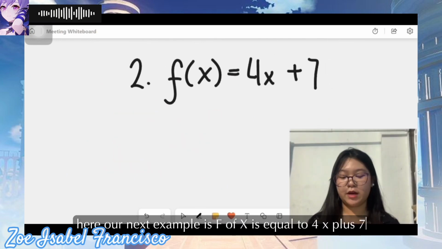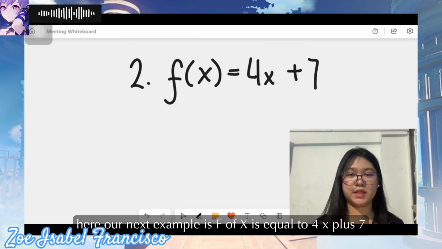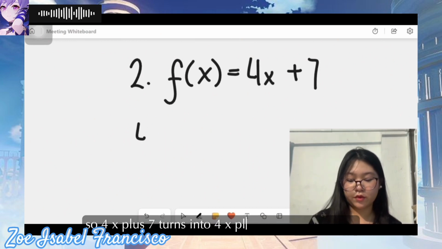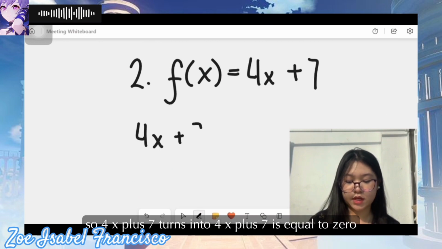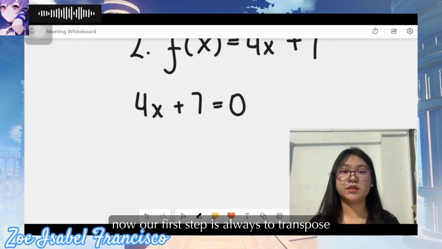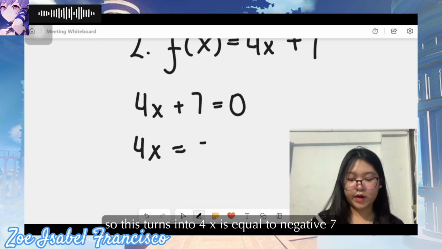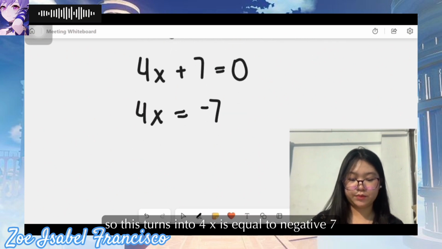Here, our next example is f of x is equal to 4x plus 7. Now, we are just going to do what we did with our first example. So, 4x plus 7 is equal to 0. Now, our first step is always to transpose the whole number. So, this turns into 4x is equal to negative 7.